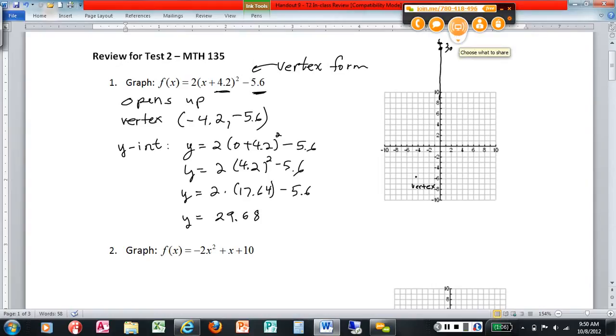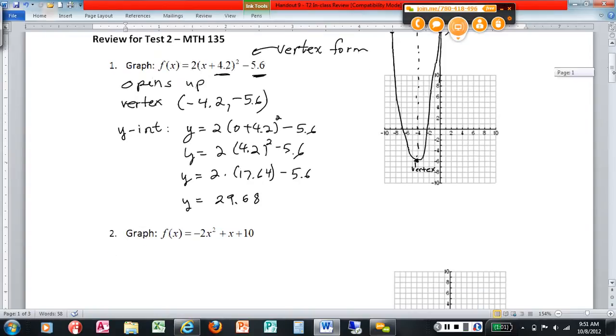All right, and then by symmetry, we know there's a line of symmetry right down the middle, down the vertex. If you draw that symmetry line there, then there's another point, the same distance across from that y-intercept, right about there, we'd say. And so if we do that, the vertex and the y-intercept, you're going to get something vaguely similar to this. Okay? All right, so in that form, that's how we go about graphing that.